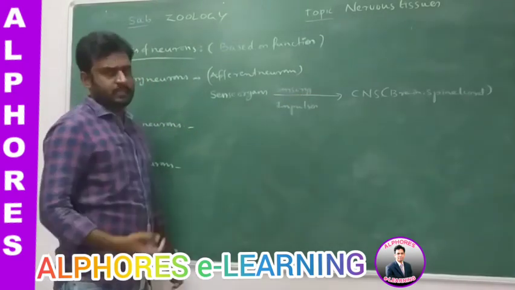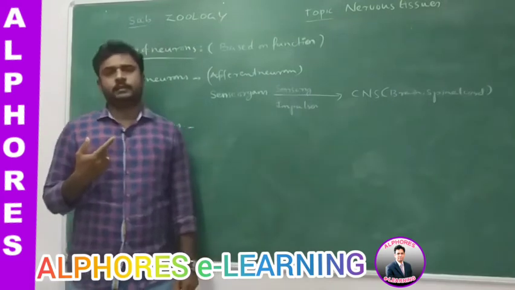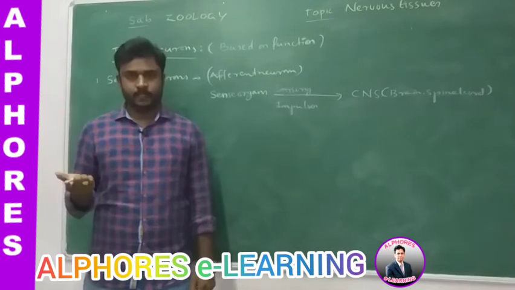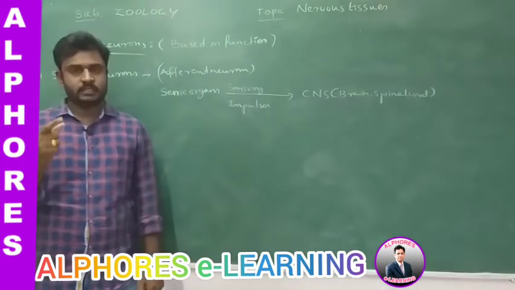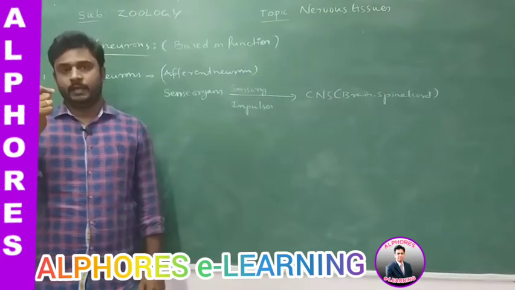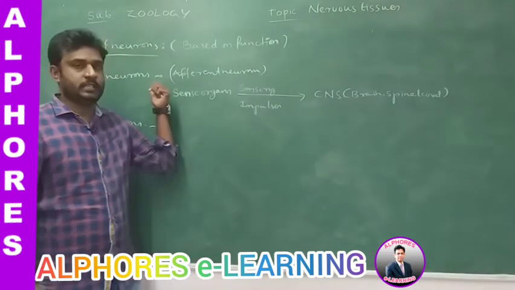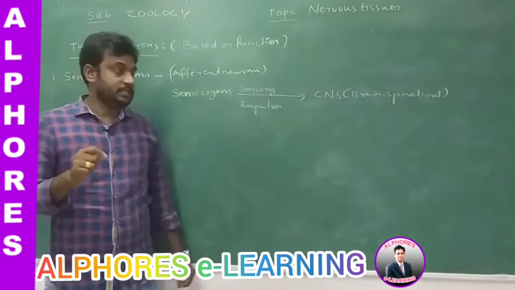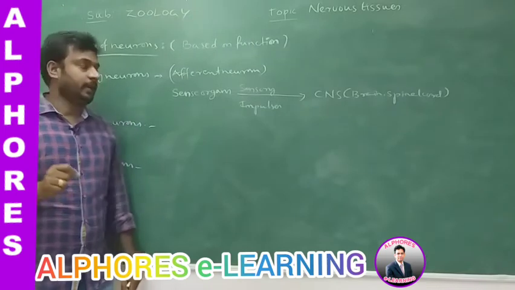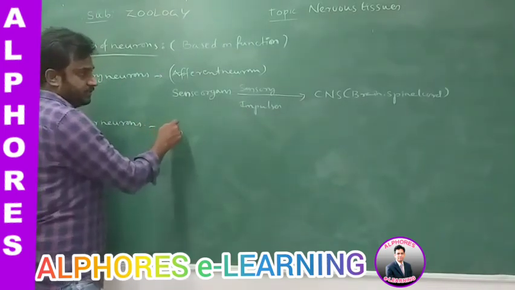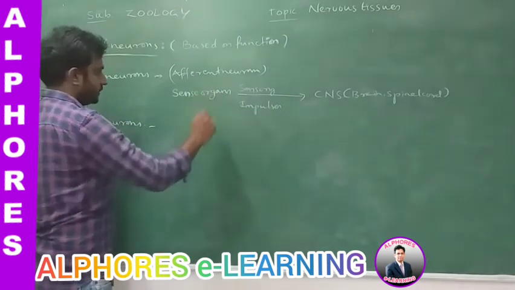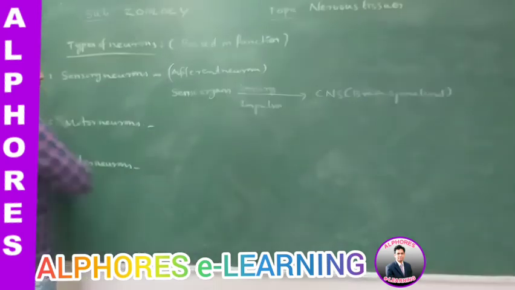For example, sensory organ: eye. Eye is a sensory organ. With the help of the eye, we see an object. When we see the object, the information collected by the eye is transported to the CNS, like the brain, through one neuron called the sensory neuron. These impulses are called sensory impulses. They arise from the sense organs and are sent towards the CNS, from sense organs to CNS, through the sensory neuron.